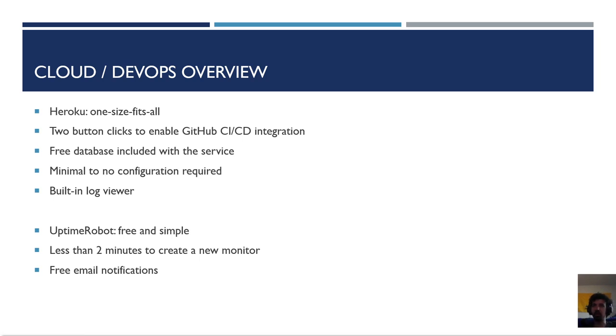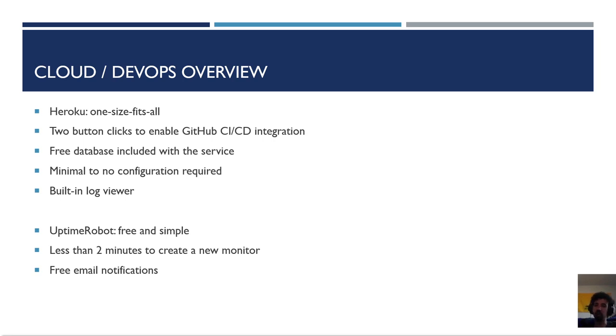Here's the actual cloud and DevOps overview. So we leveraged Heroku, which is a one-size-fits-all type of deployment. And all it takes is 2 button clicks to enable GitHub with CI/CD. A free database is included with the service. There's no configuration, and it has a built-in log viewer, as I mentioned before. And so we leveraged Heroku really because again, the one-size-fits-all is incredibly appealing, especially just for a simple CRUD app.